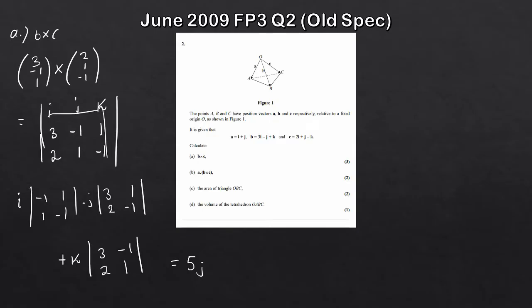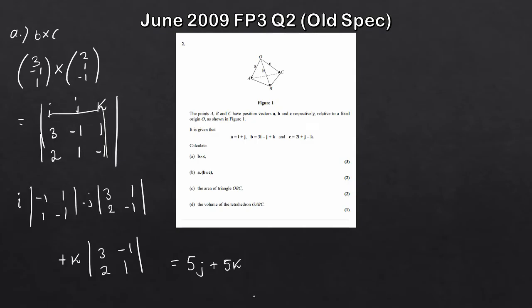Minus 2 times minus 1, so that's plus 2. So I've got 3 plus 2, which is 5, and because it's positive, that's 5k there. Okay. So that's B cross with C there, 5j plus 5k.